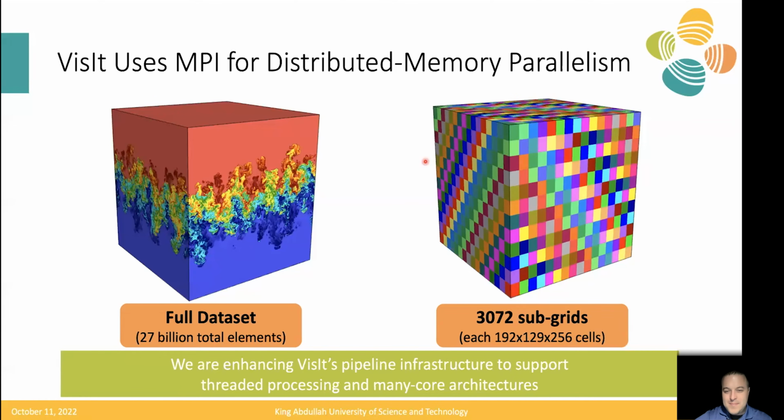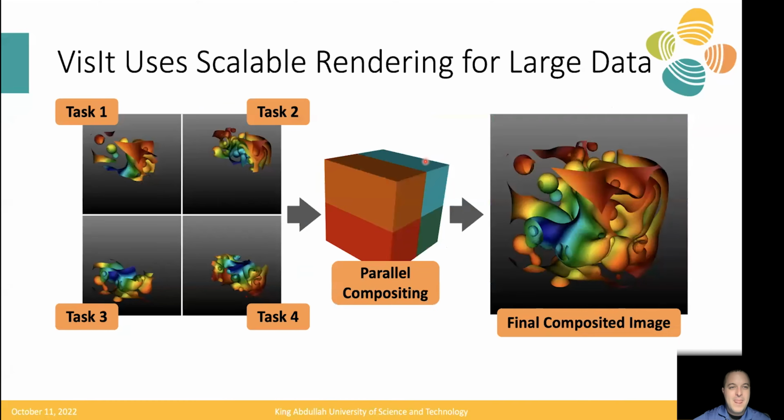And furthermore, we're currently in the process of enhancing VisIt's pipeline infrastructure to support threaded processing in many-core architectures. Under the covers, VisIt uses something called VTK, if you've heard of VTK, the visualization toolkit. And currently, we're implementing different algorithms in VisIt using VTK-m, which is the many-core version of VTK, which allows us to take advantage of modern node architectures and really use all of those cores and GPUs. So things with VisIt will only get faster in the future.